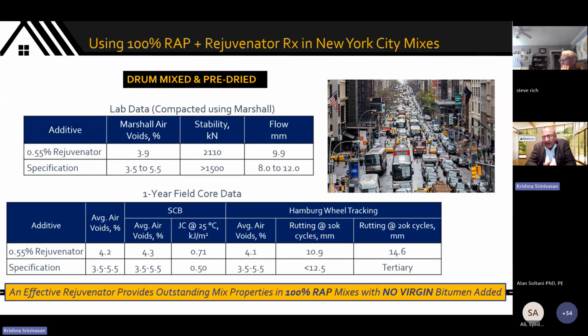But why I wanted to highlight this is 1 year later, we went back and took field cores and measured SCB, semicircular beam bending, as a measure of crack resistance or fracture resistance, and Hamburg wheel tracking as a measure of rutting resistance. And you can see that 1 year later, they were still meeting the original specification.